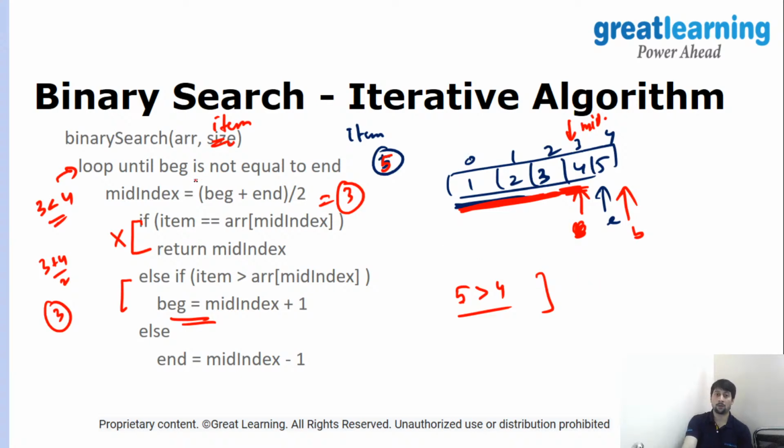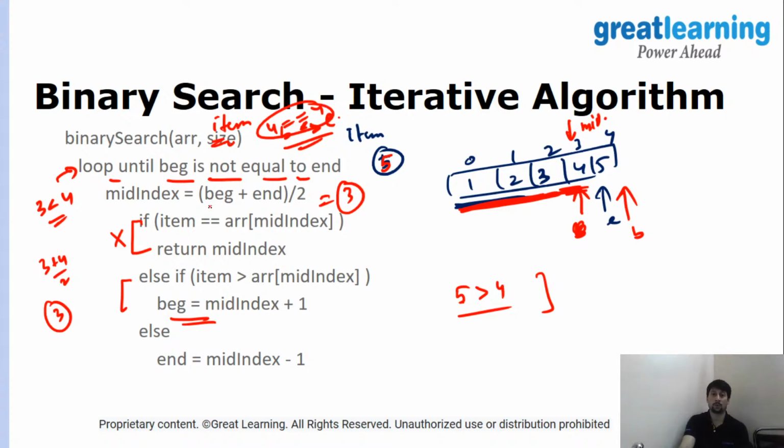Now we'll check what I have written in this looping condition. Beginning should not be greater than end. So is our beginning greater than end? No, it is equal. So 4 is equal to 4.